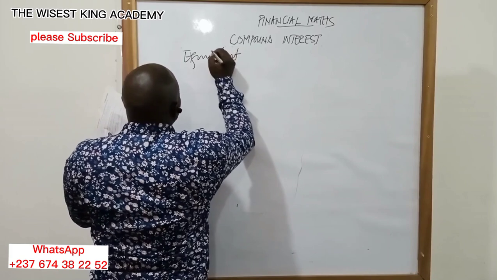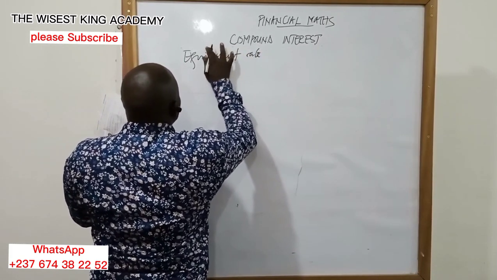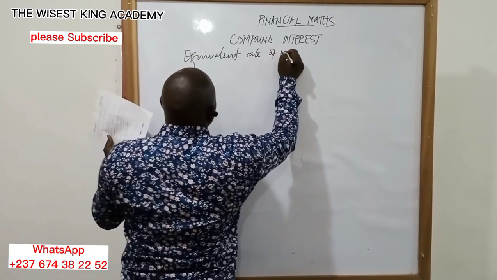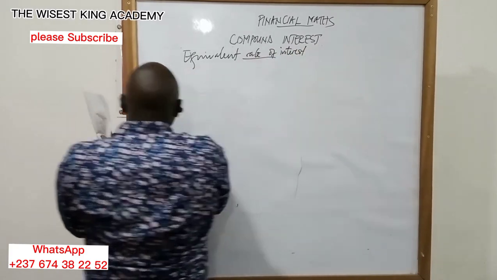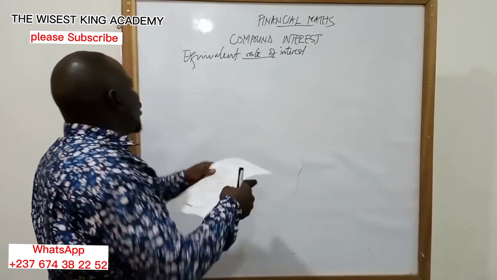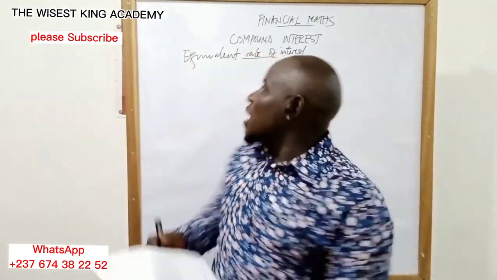Equivalent rate. Equivalent rate of interest. This is compound interest. We want to see if two or more rates are equal.